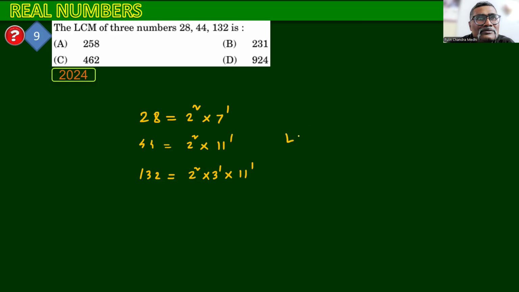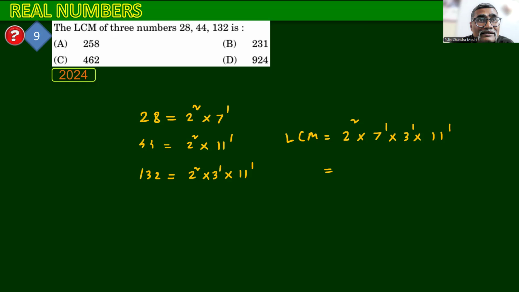So what is LCM? For LCM, you have to write all the factors. One factor is 2, another factor is 7, another factor is 3, another factor is 11. And then you have to write the highest powers. For 2, it is 2 square. For 7, it is 1. For 3, it is 1. For 11, it is 1. So let us try to make it easy. Can we do it orally? See, 11 multiplication is easier. So can you multiply this orally? Yes, easily we can multiply.